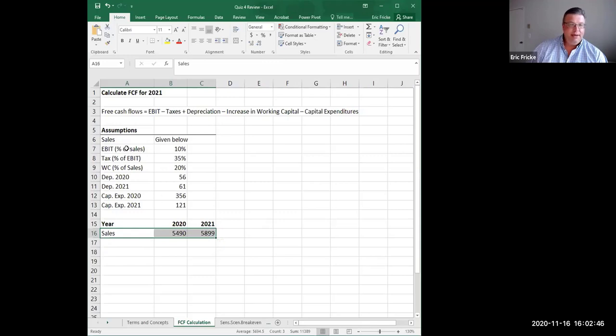And then we've got EBIT as a percent of sales. We have tax as a percent of EBIT, assuming there's no interest implications on tax, et cetera. We've got working capital as a percent of sales. Then we have depreciation for 2020 and 2021 and capital expenditure for 2020 and 2021. So what I want you to do is go ahead and calculate free cash flows for the year 2021.